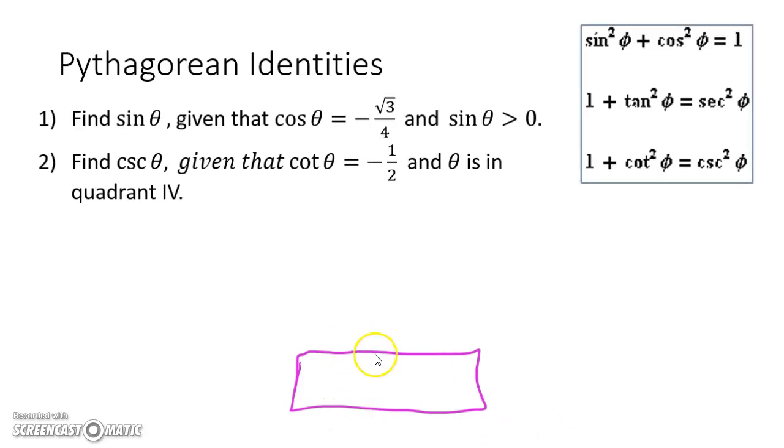In fact, let's go ahead and look at how to use those trig functions to switch between them given certain information. So here are our Pythagorean identities. There are the three we just learned. And we're going to go ahead and do number 1 first. So number 1 asks us to find sine given cosine.